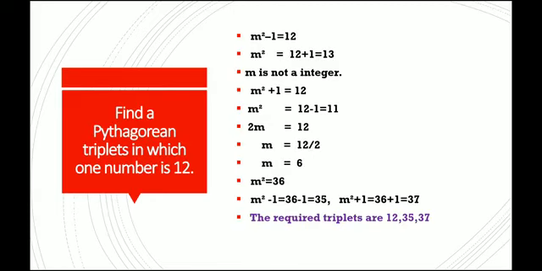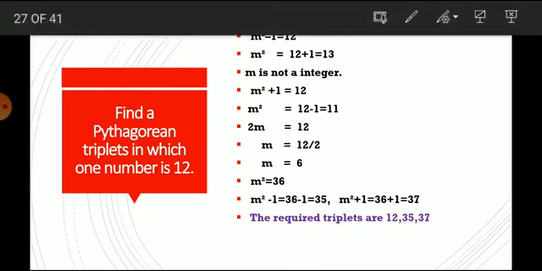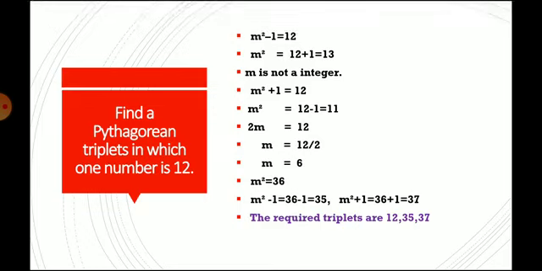Find a Pythagorean triplet in which one number is 12. First I want to take the formula, I mean the general form, 2m, m square minus 1, then m square plus 1. See, m square minus 1, here we should take, which is equal to 12. So m square equals 12, the minus 1 goes to the opposite side, it will come with the opposite sign. So 12 plus 1, which is equal to 13. So m is not an integer.